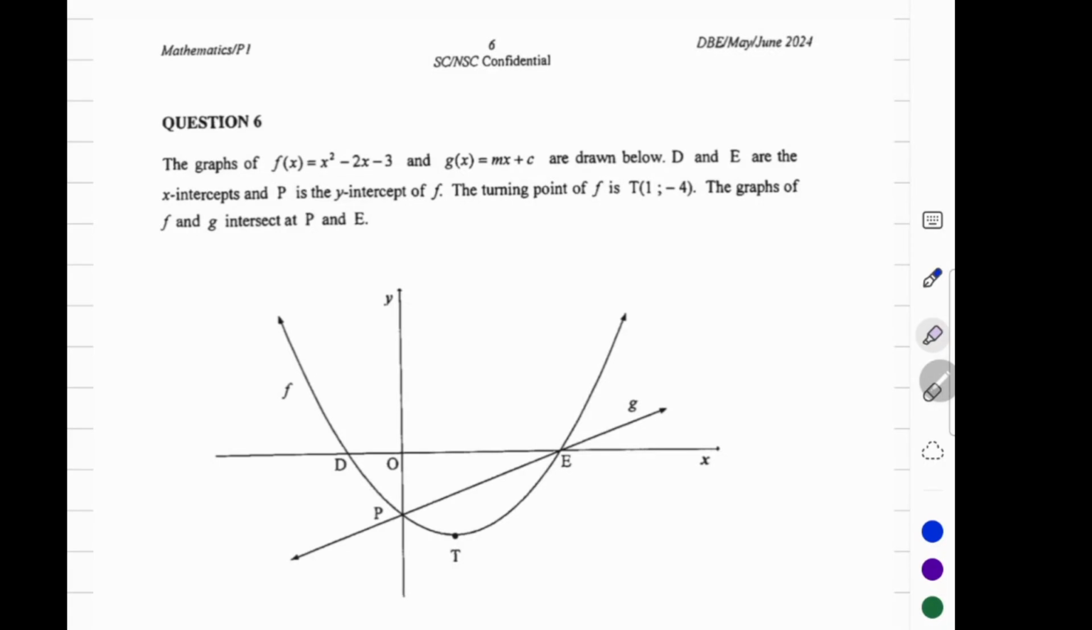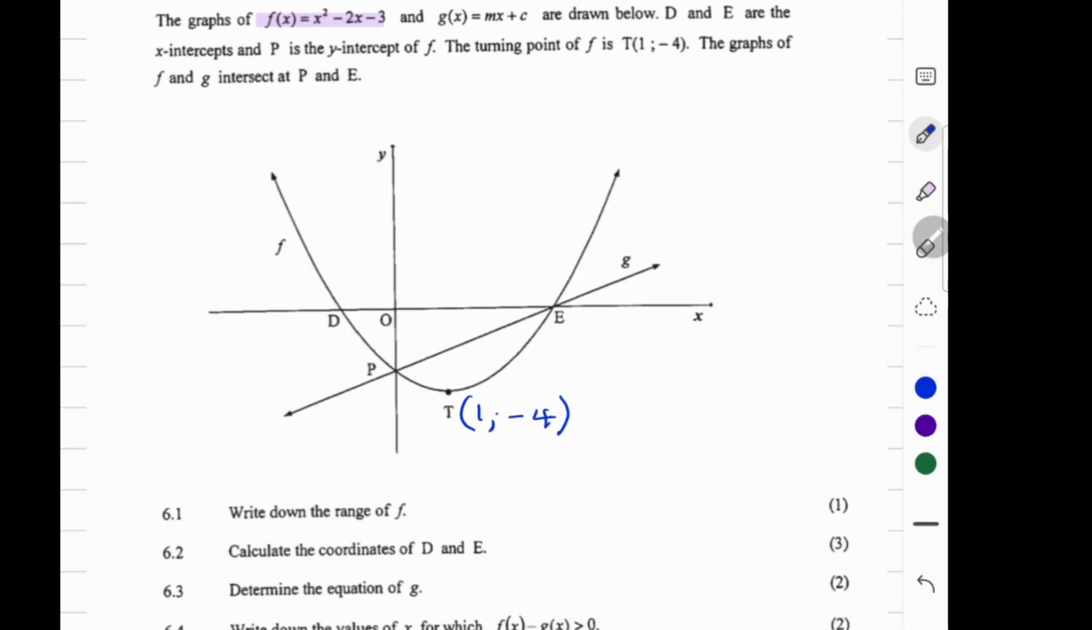Okay, we're looking at the May-June 2024 paper, question 6. Here we are given the graph of f(x) and g(x). D and E are the x-intercepts and P is the y-intercept of f. We are given the turning point, which is T, with coordinates (1, -4). The graphs of f and g intersect at P and E.